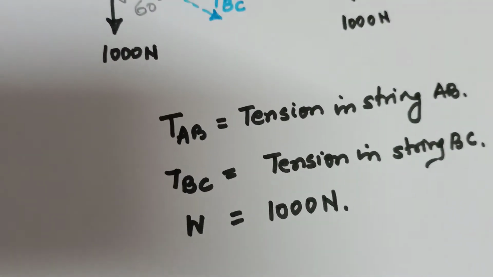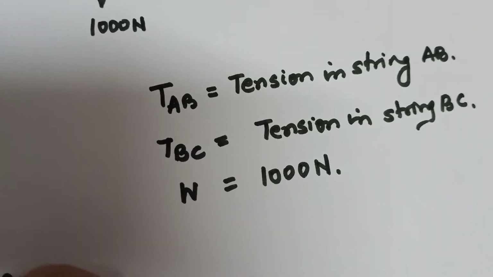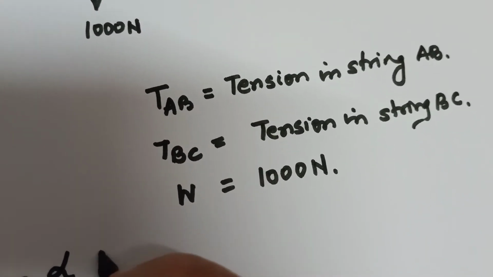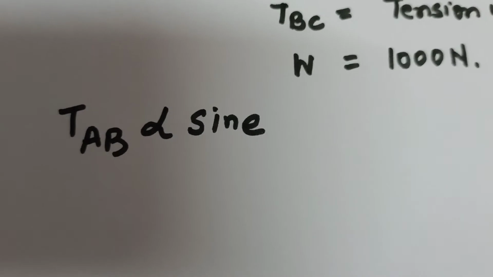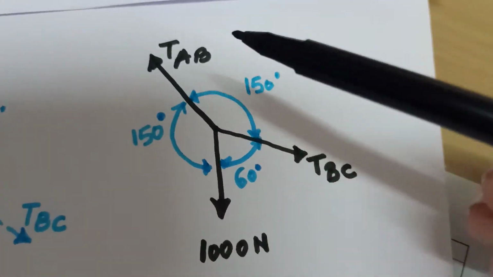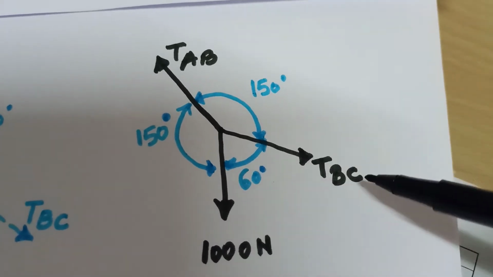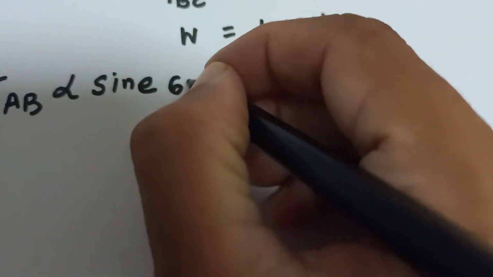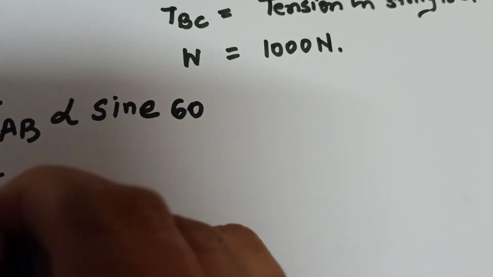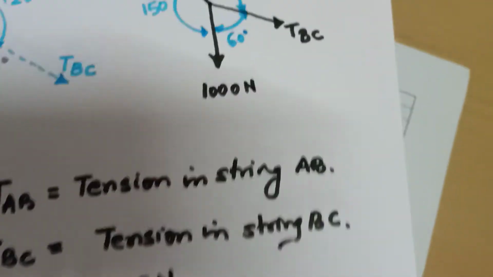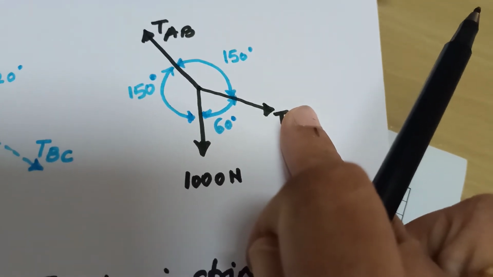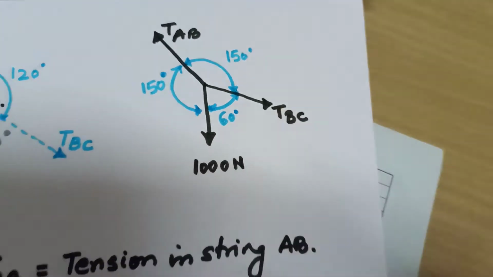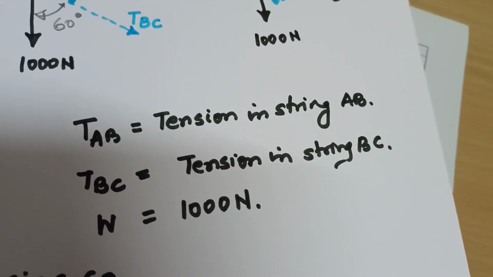Okay, so now each force is proportional to sine of angle formed by the other two forces. So what are the other two forces? So this is TAB, the other two forces are 1000 and TBC, what is the included angle? 60. So sine of 60. Okay, similarly TBC is proportional to, what are the other two forces? TAB and 1000. What is the angle? 150. So sine of 150.